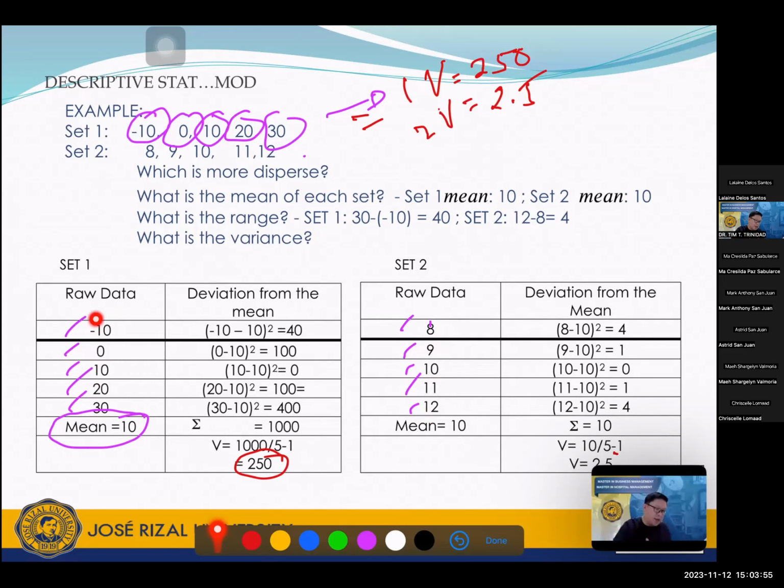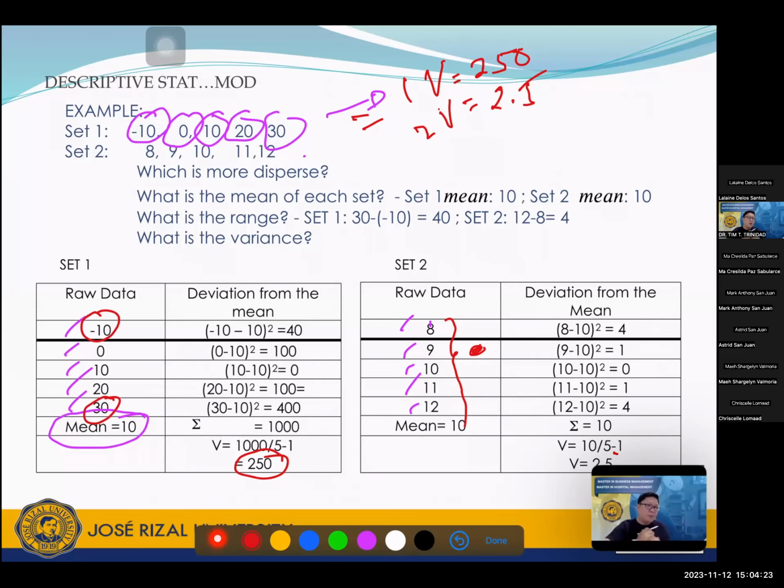Biro mo may negative 10 yung lowest, tapos yung highest is 30. Ito is 8 and 12. They are closer to each other. So, I mean to say, the differences in between your data are more condensed or closer to each other. So, the differences are lesser compared to the other set, which has extremes. May mga extremes ka, negative 10 and 30.